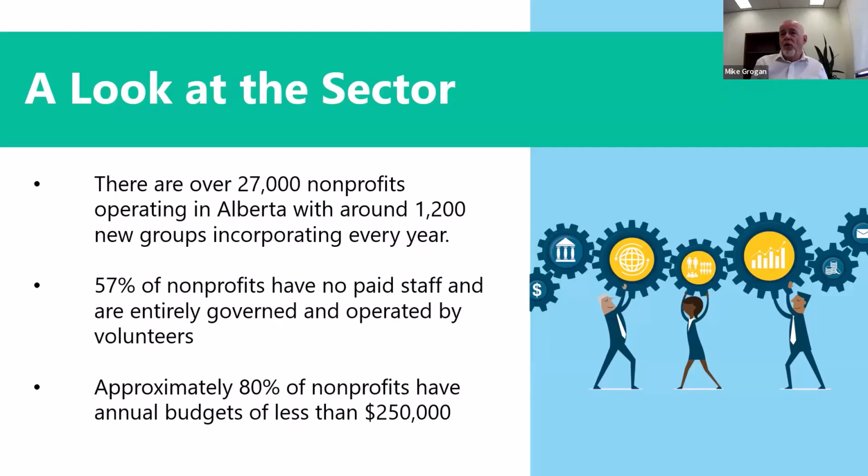57% of nonprofits have no paid staff. That's pretty standard, and that's been that way for decades. We may have a lot of nonprofits, but the majority of them, almost two-thirds perhaps, don't have any paid staff. They are strictly run by volunteers. Going with that, about 80% of nonprofits have budgets of less than $250,000, and some significantly less than that, under $100,000. So those are the groups that likely do not have a senior executive.